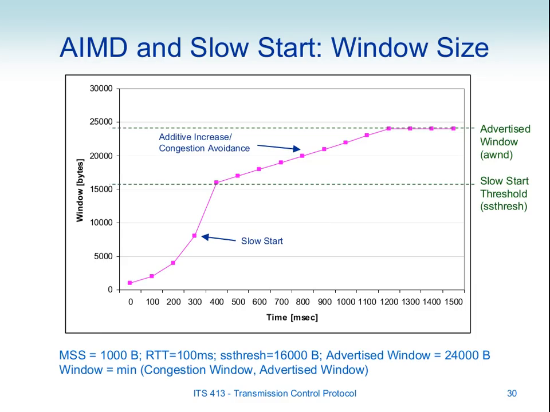We have another parameter called the slow start threshold, which tells us at what point we switch from slow start to additive increase. Rapidly increase the rate until you get to some cutoff level, and then just gradually increase the rate. And at some point you'll reach the advertised window. And remember, it's the minimum of the two windows which limits our sending rate.